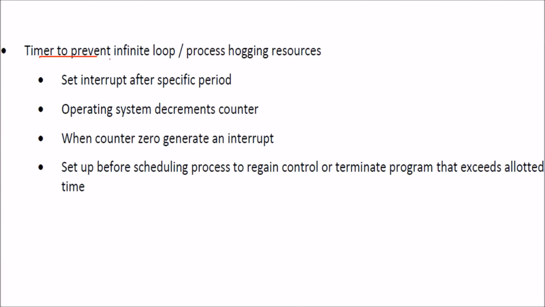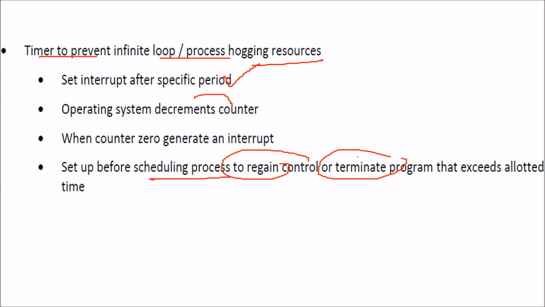And we can have a timer to prevent infinite loop processing and hogging of resources. For setting an interrupt after a specific period, the operating system decrements this counter, as I just told you. When it becomes 0, it will create an interrupt, set up before the scheduling process, to regain control and to terminate a program that exceeds its allotted time.